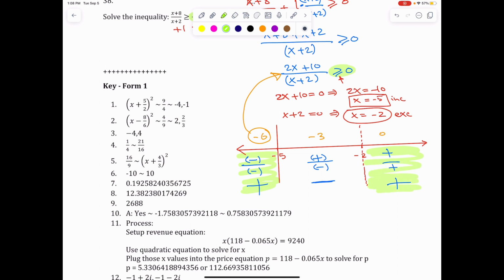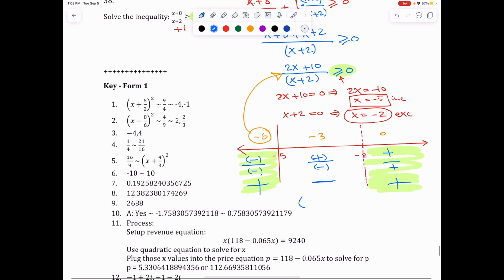So the solution is going to be from negative infinity to negative 5, inclusive, union from negative 2 to positive infinity. And that is the end of the exam 1 review.